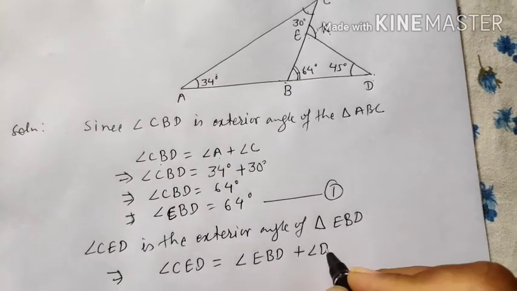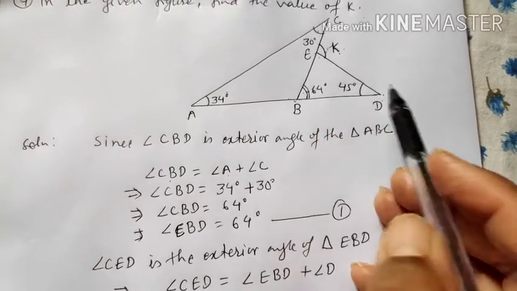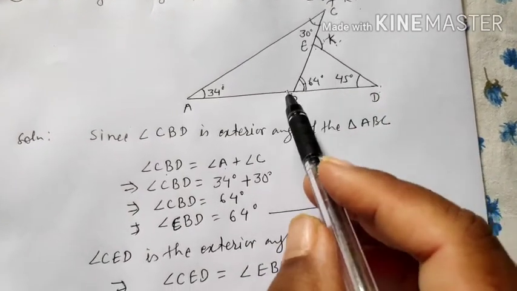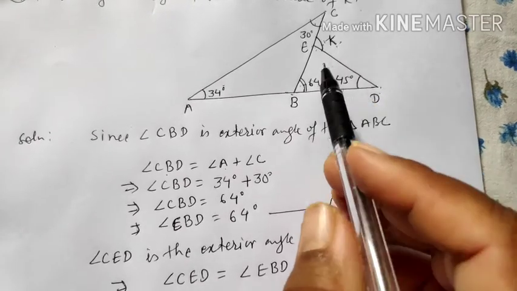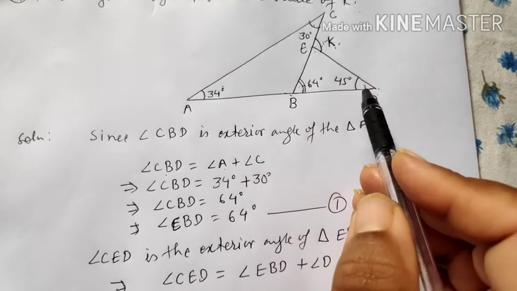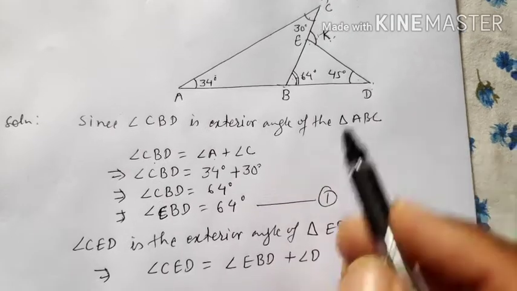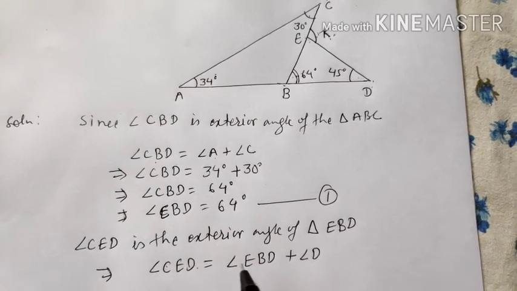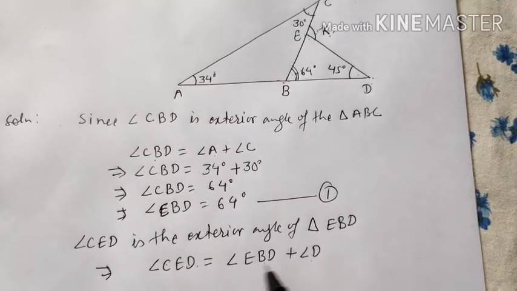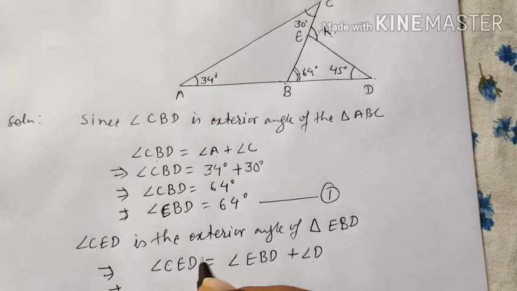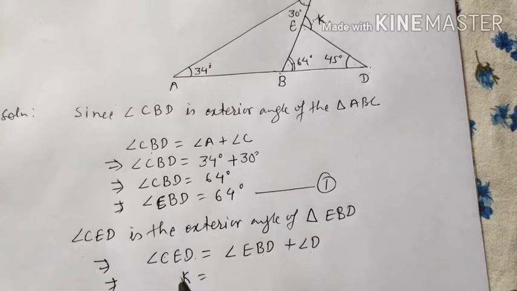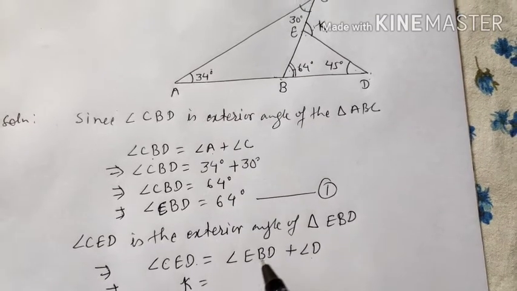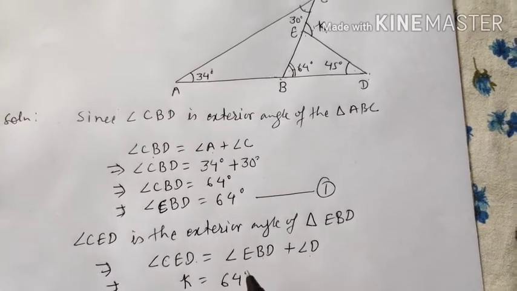Why are these equal? Because CED is the exterior angle of the triangle EBD, and for this exterior angle, angle EBD and angle D are the interior opposite angles. So angle CED equals angle EBD plus angle D. And this implies, what is the measurement of CED? It is given as K. So K equals, what is the measurement of EBD? We have just found 64 degree.